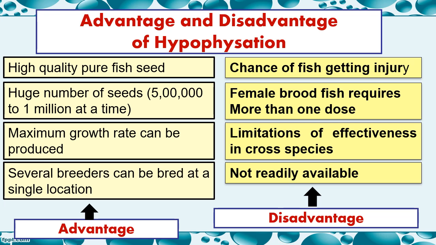And there are limitations of effectiveness in cross species. That means the pituitary gland prepared for a species may not be effective for other unrelated species. And the most important disadvantage is that as per the requirement, the required quantity of pituitary gland is not available, and it is not readily available in the market.